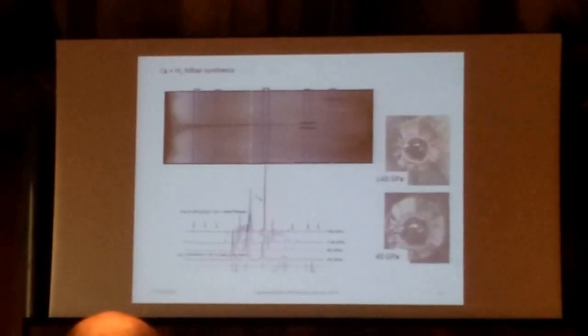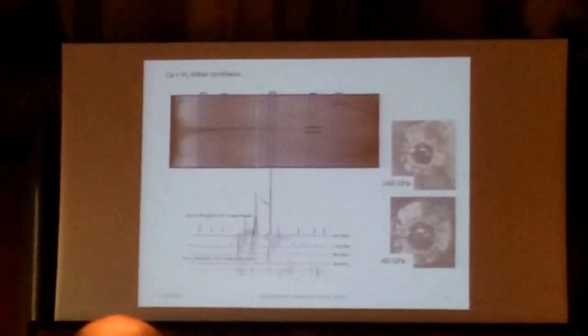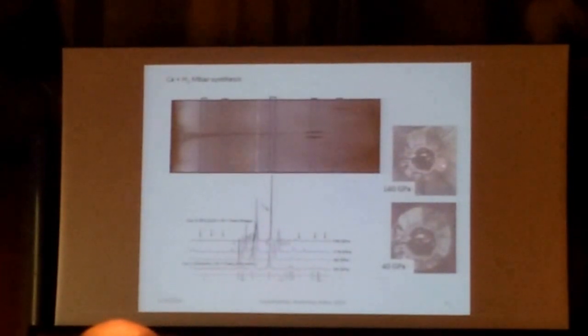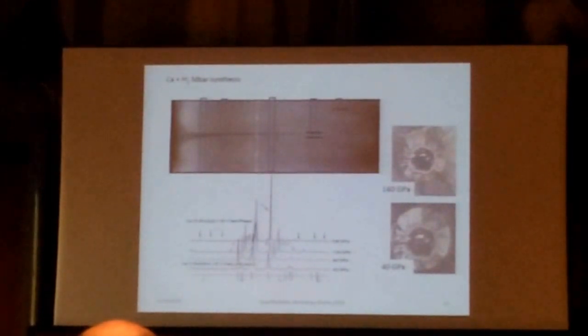So the method is very straightforward. Calcium in hydrogen is pressurized rapidly to about 40 GPa. This is a covalent calcium dihydride formation. And then we squeeze it up to a megabar. We go to 140 GPa, and we prefer to do resistive heating to laser heating.